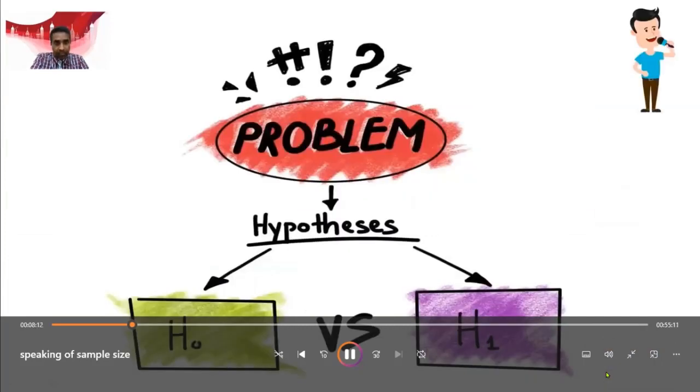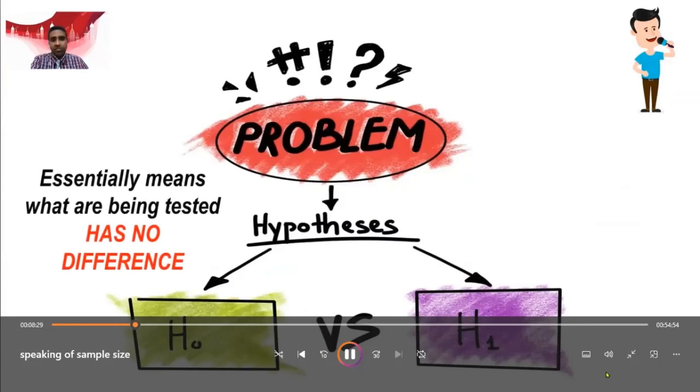The next slide is stating your hypothesis. As I mentioned earlier, once you decide your study design, you have to convert your primary objective into a testable statistical hypothesis. You know two hypotheses. One is null hypothesis, the other one is alternate hypothesis. What is null hypothesis? It means no difference between the two groups.